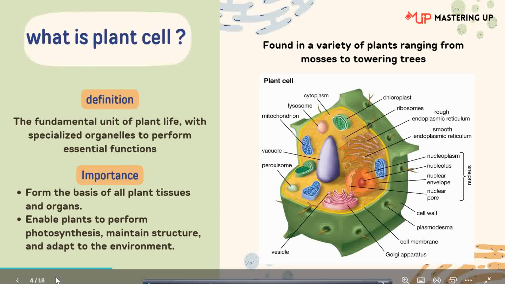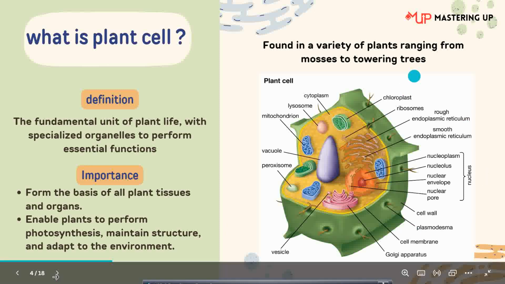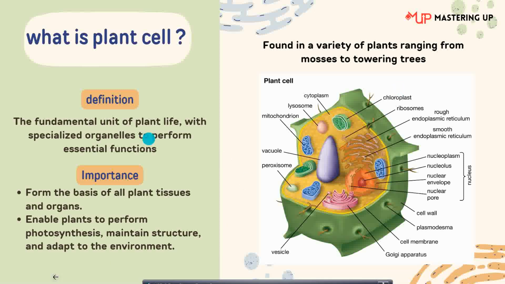Now let's discuss what a plant cell is. Here there is a detailed structure of a plant cell. We will discuss it in coming classes. So what is a plant cell? Here you can see the definition: the fundamental unit of plant life with specialized organelles to perform essential functions. This is the definition of a plant cell.